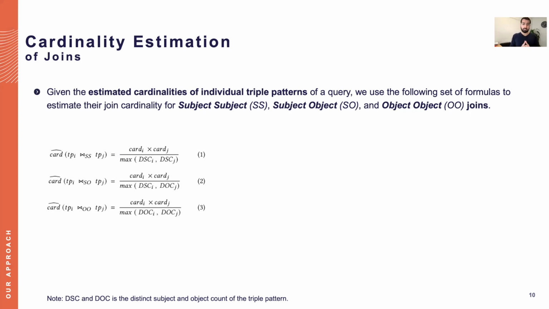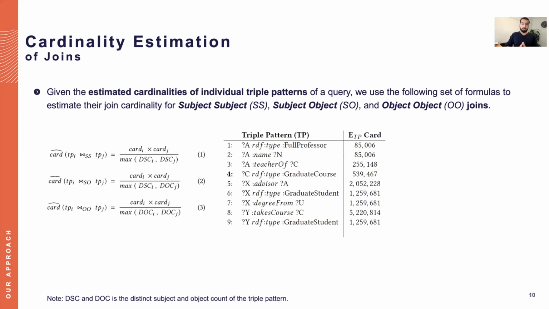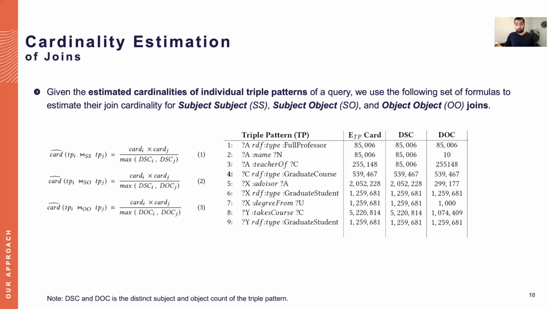These formulas are actually inspired from relational databases. So we computed the estimated triple pattern cardinality in the last slide. Now we take the information distinct subject and distinct object count for each triple pattern from shape statistics, and then we make use of these formulas to compute the joint cardinality.